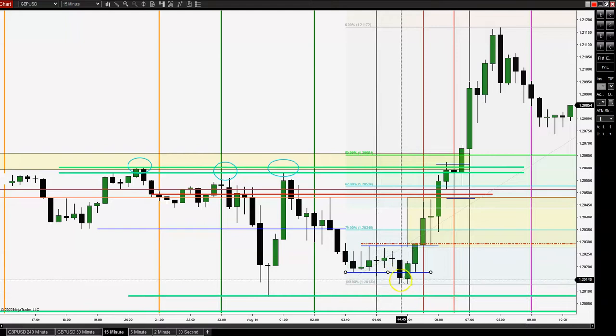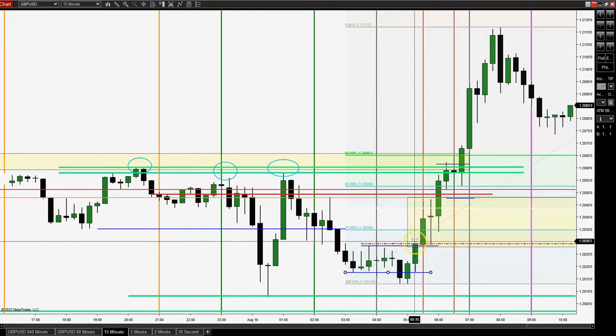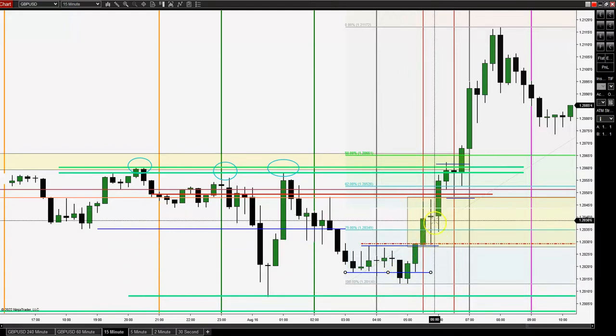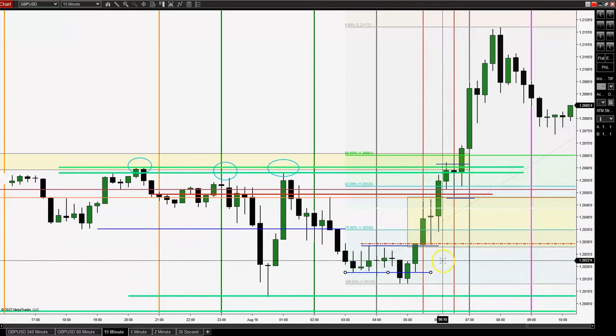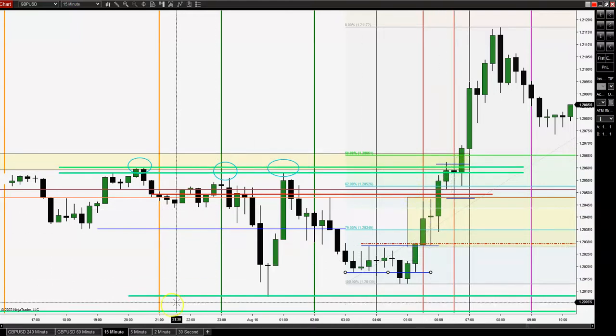We took out sell side liquidity, took out buy side, and you can see the market never gave a fair value gap here. It did here, but it never got there. And so it was unfortunate. You can see the market continue higher.